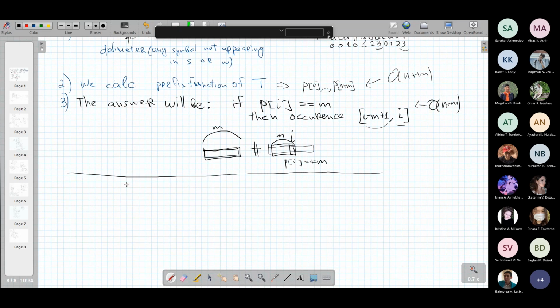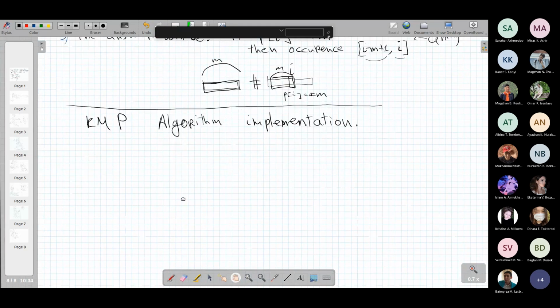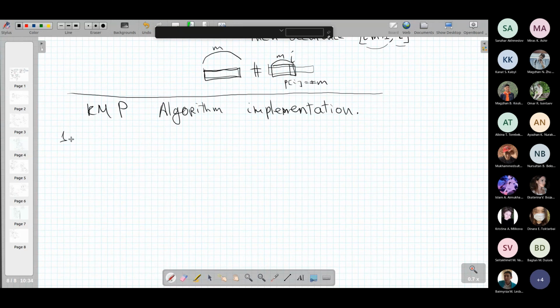Okay. So we now come to the implementation of the KMP algorithm. First try. So we can do that in n times m, right? So we now have string s of length m.